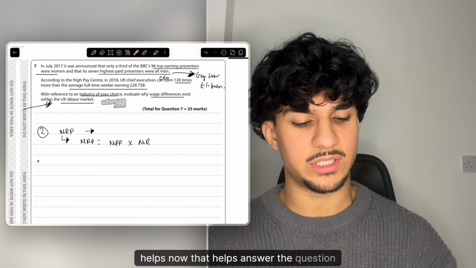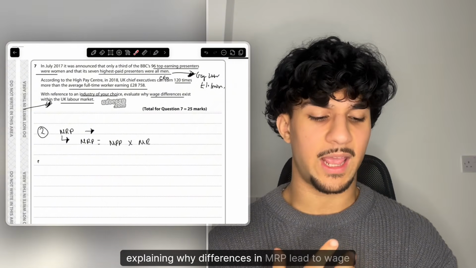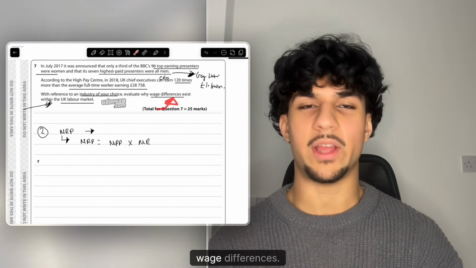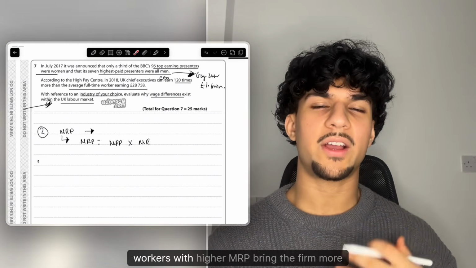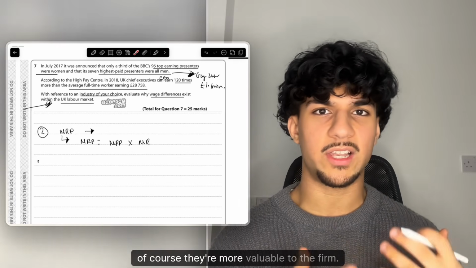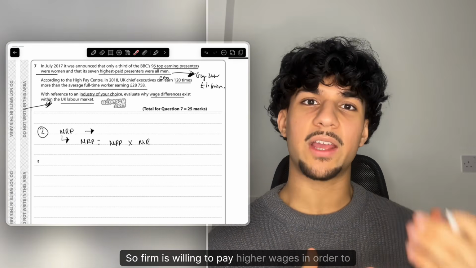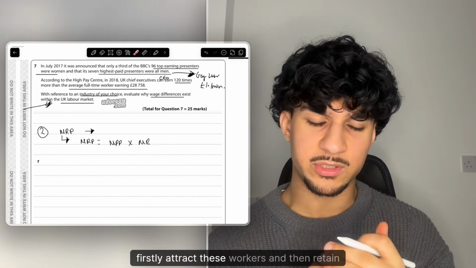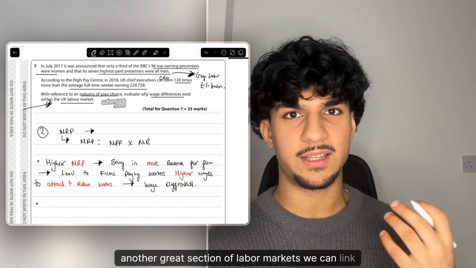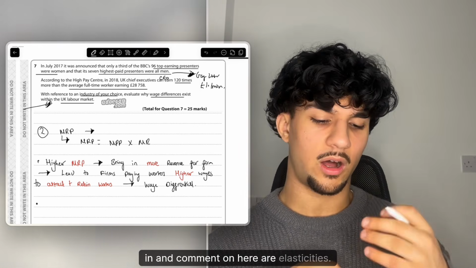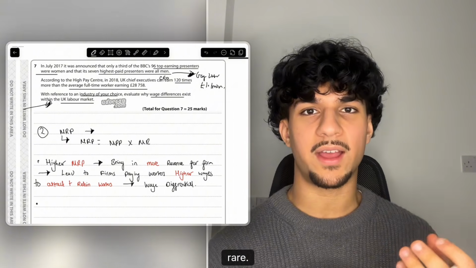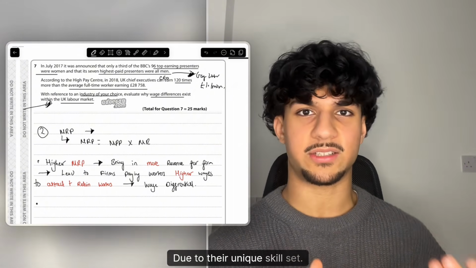Now that helps answer the question, explaining why differences in MRP lead to wage differentials, or as the question words it, wage differences. Like we said, workers with higher MRP bring the firm more revenue. Thus, as they bring the firm more revenue, of course, they're more valuable to the firm. So the firm is willing to pay higher wages in order to firstly attract these workers and then retain these workers. Another great section of labour markets we can link in and comment on here are elasticities. So workers with higher MRPs are likely to be more rare. Why? Due to their unique skill set.